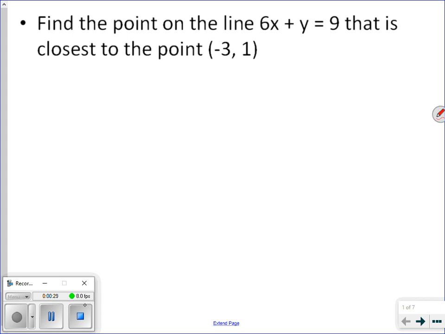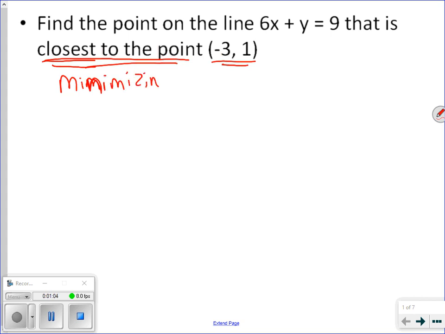All right, very common question. I love this question. We're bringing coordinate planes and equations in here. It says, find the point on the line 6x plus y equals 9 that is closest to the point (-3, 1). Closest to the point. This is optimization, so you have to ask yourself, what are we doing? Minimizing, maximizing, what? I want to find the closest point. This is another way of saying minimizing distance.